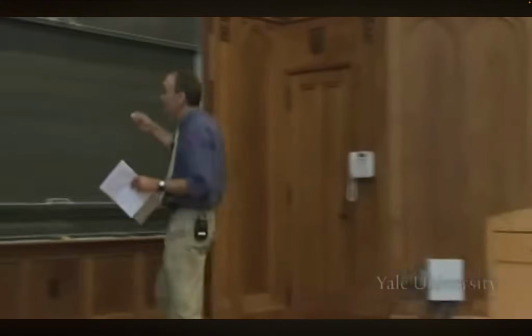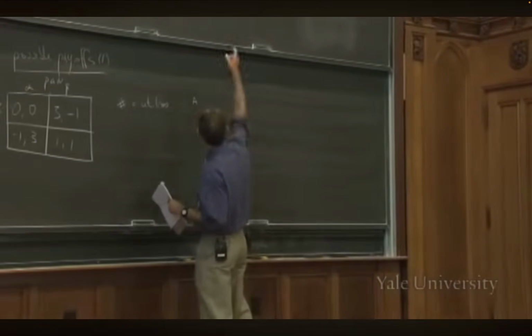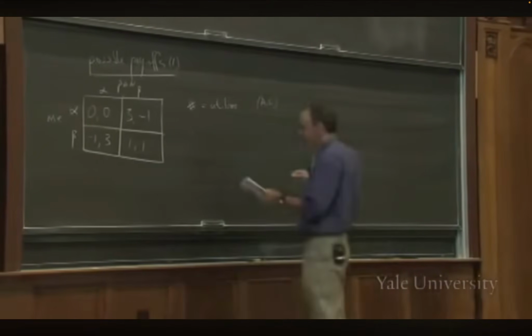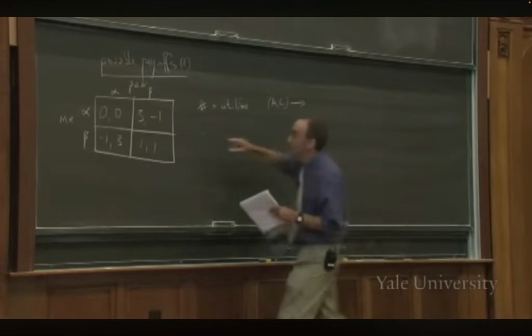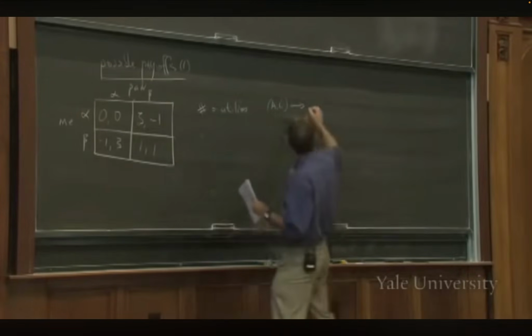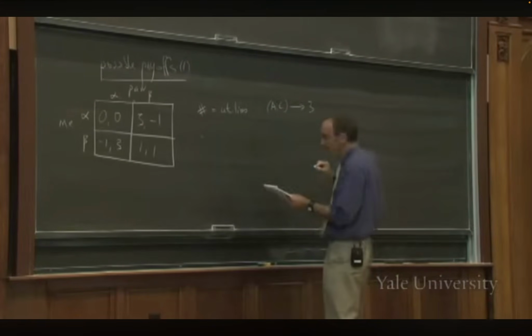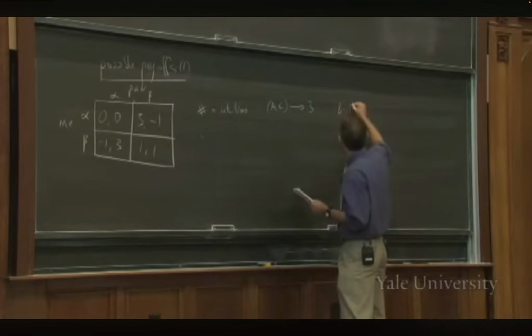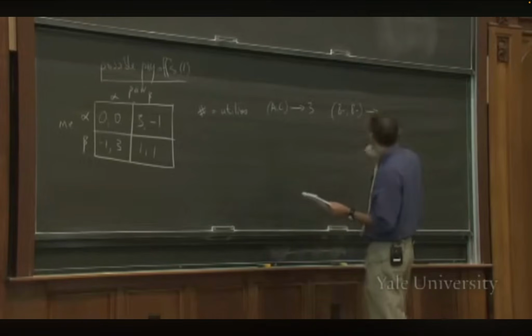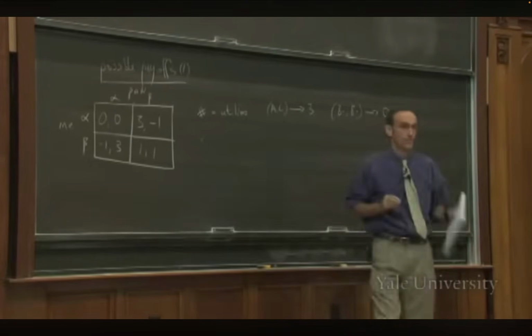And the idea, just to compare this to the outcome matrix, is for the person who's me here, AC yields a payoff of, so AC is this box, AC yields a payoff of 3, whereas B minus yields a payoff of 0, and so on.